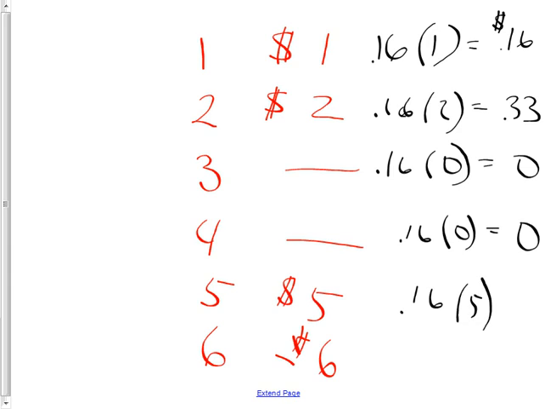How much is that one worth? 80. And then the last one is worth negative something. You're going to lose $6. 0.16 chance times $6. Negative 6 is what I'm going to lose. So it's negative what? 96? All right, add them all up.